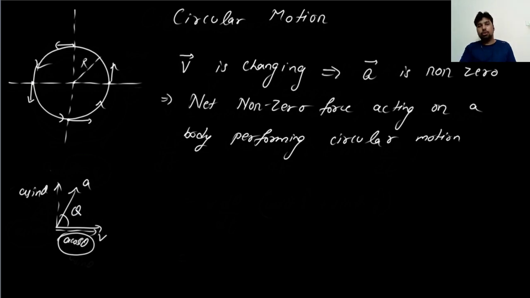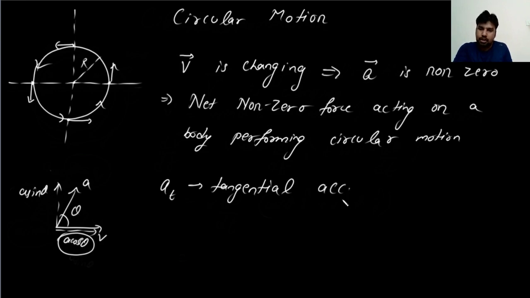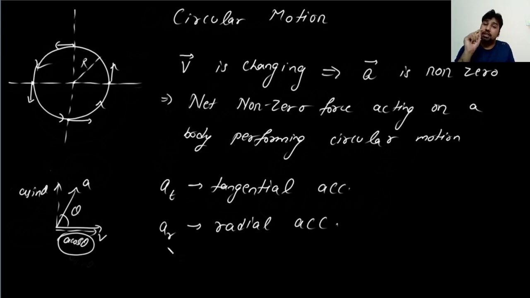So here also, we can resolve the acceleration into two components: one which is exactly perpendicular to the velocity and one which is along the velocity. The one along the velocity is called AT, the tangential acceleration. The one perpendicular to the velocity is called AR, the radial acceleration. A particle may or may not have tangential acceleration, but for uniform circular motion, the particle will definitely have radial acceleration. Our job is to somehow find the magnitude of the radial acceleration.